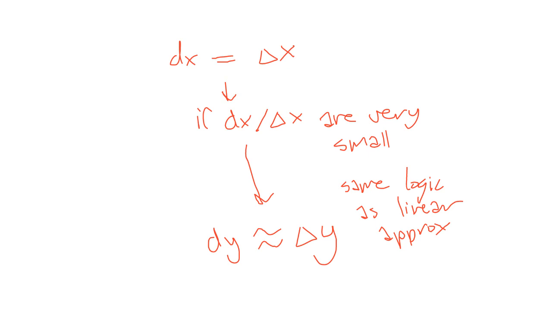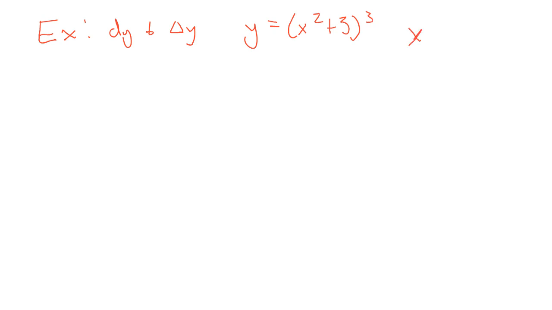So now let's go ahead and try some examples to kind of show this. For our first example, we want to find dy and delta y when y is equal to (x squared plus 3) cubed as x goes from 1 to 1.02.